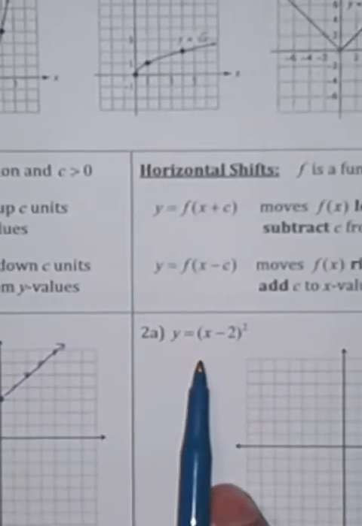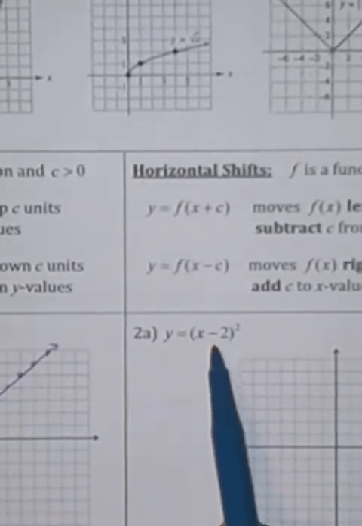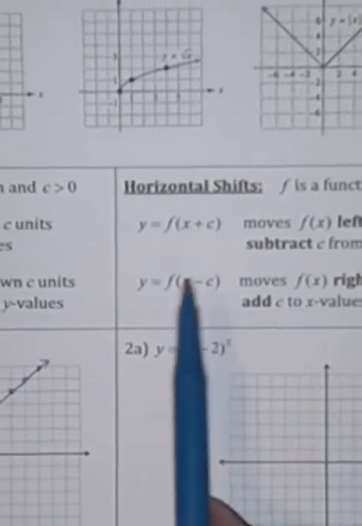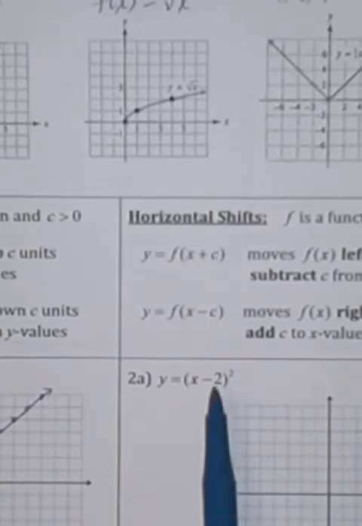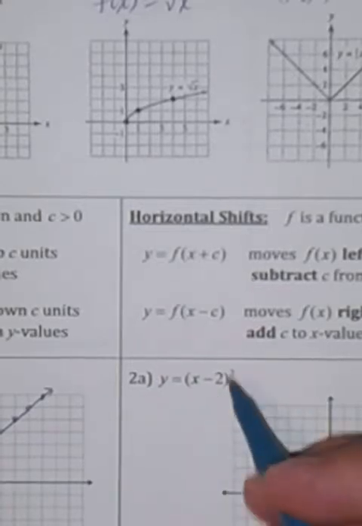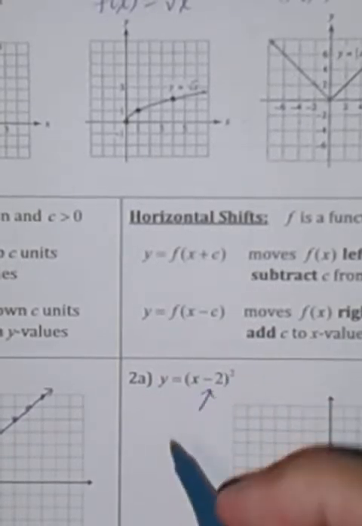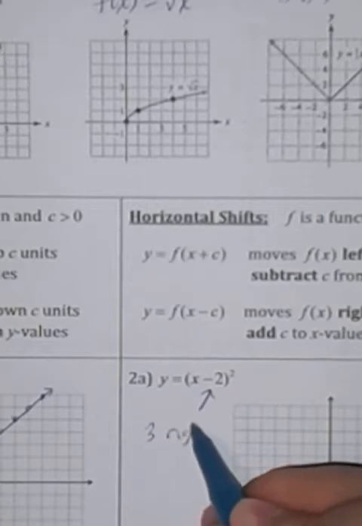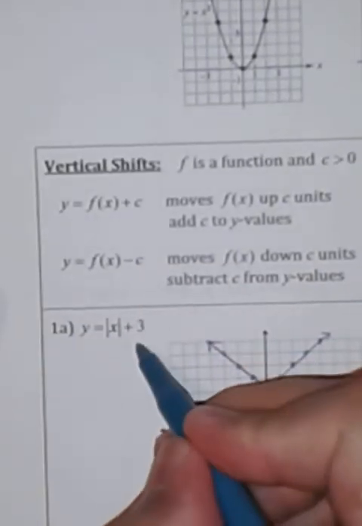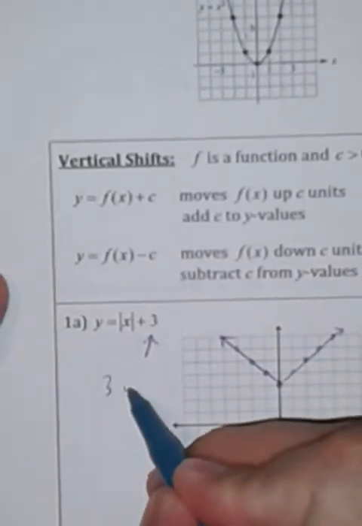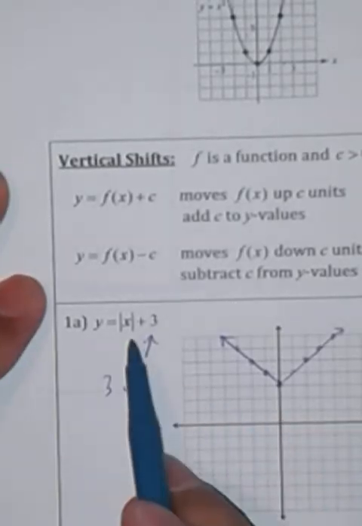Let's try number 2a. So this one's a minus 2, but it's inside the argument, so it means it's a horizontal shift. Counterintuitive, so I'm going to move 3 to the right. Let me write it here. Little note. Let's indicate to ourselves it was 3 up. Absolute value 3 up.